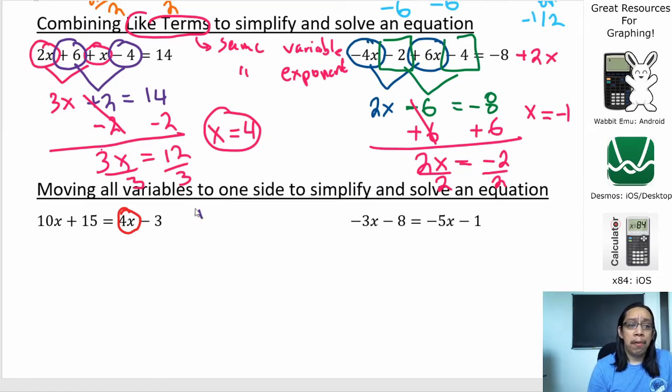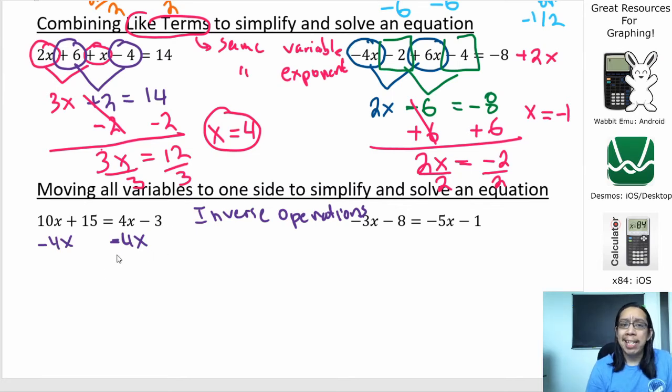You want to think about inverse operations again. If you're going to move anything to the other side of that equation line, you have to create a zero pair. You have to create the opposites so it can cancel. In this case, because I have a positive 4x, if I want to move this x to that side, what would be the opposite? Well, the opposite of this would be minus 4x. But if I do minus 4x on that side, I have to do minus 4x on this side.